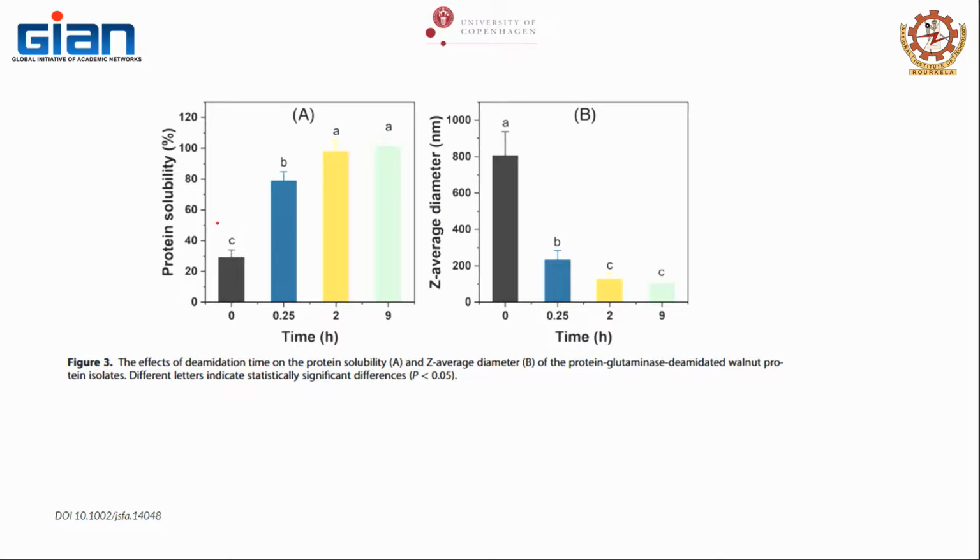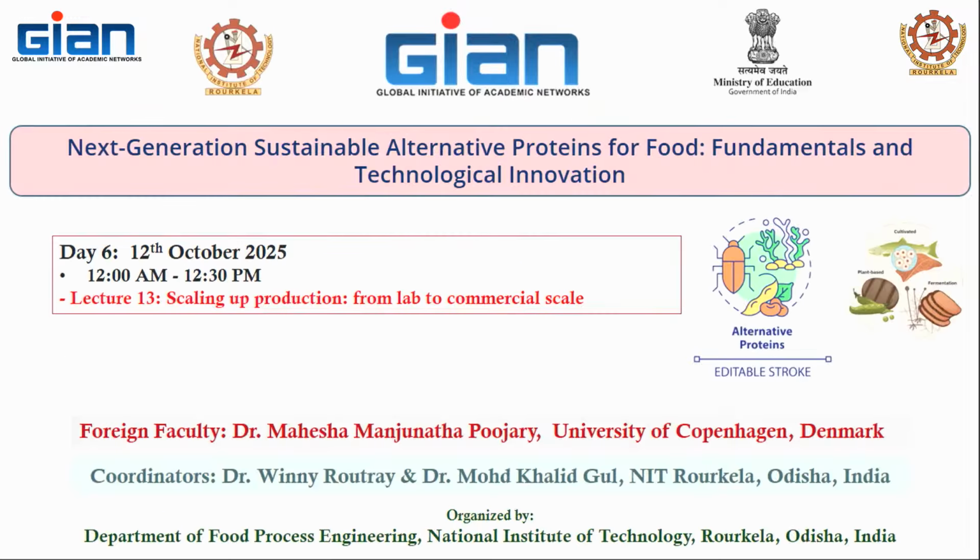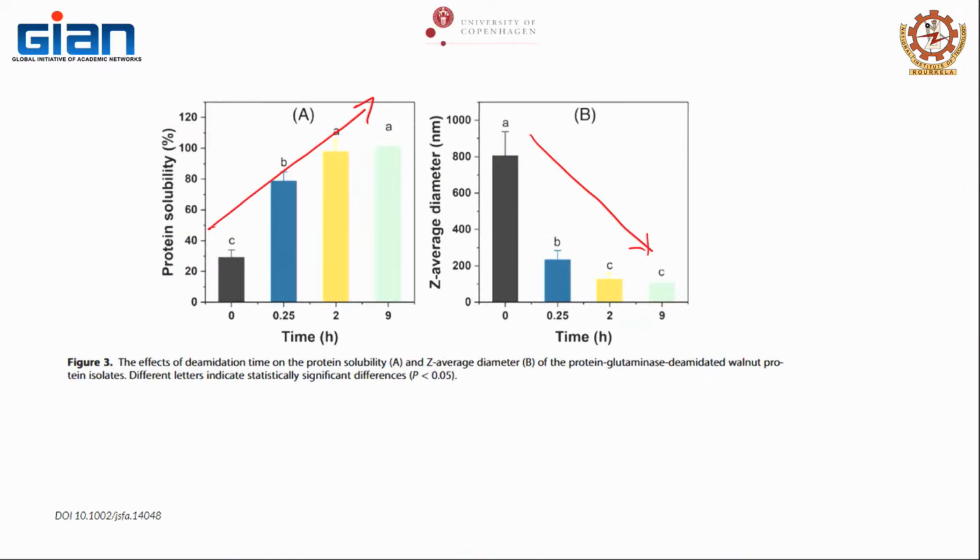You can see that by deamidation, you can increase the solubility of the protein. You can reduce the particle size of the protein. Changing the solubility, changing the particle size will change the functional properties of protein. And that brings to the end of my today's lecture, the first one. I will try to summarize quickly.